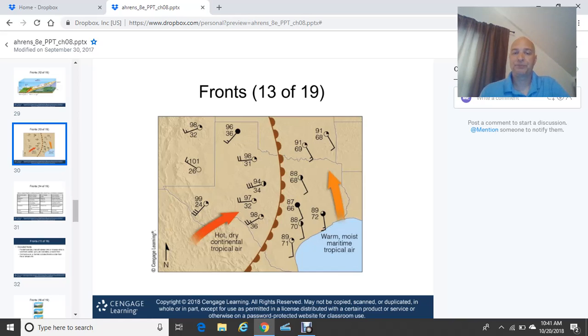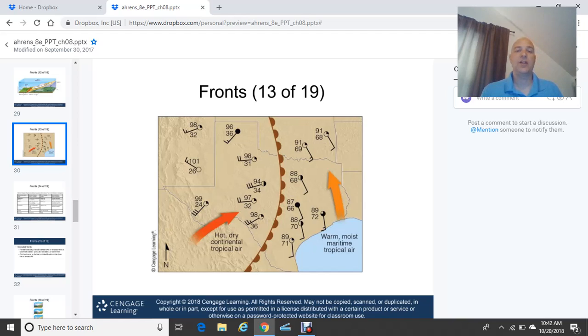Then after the dry line passes, your dew points are down to 36 degrees Fahrenheit. I see a 32, a 34, a 31, another 36. That is a really abrupt change in the moisture over a short distance. And that sometimes is enough to really spark some severe thunderstorms, especially over northern Texas into Oklahoma.